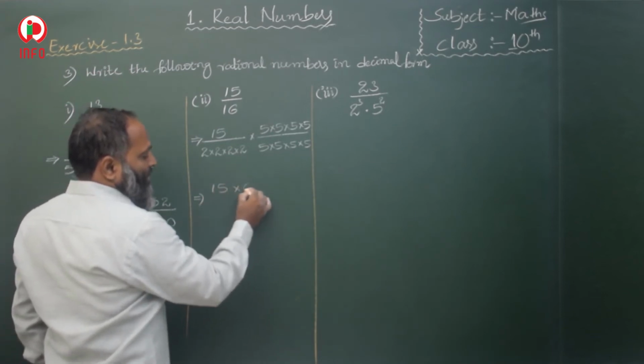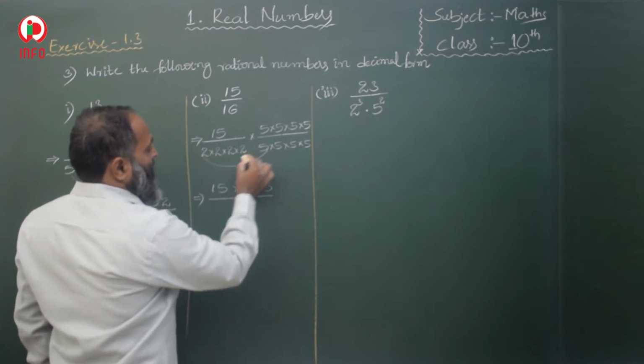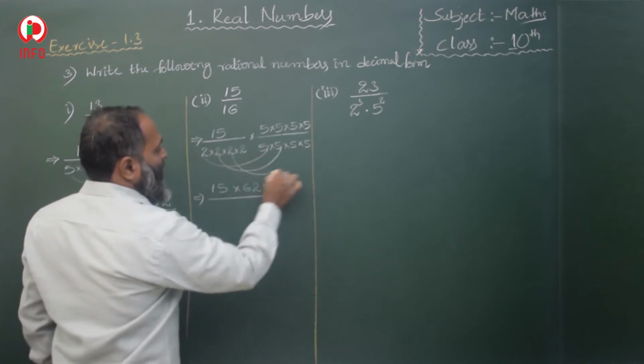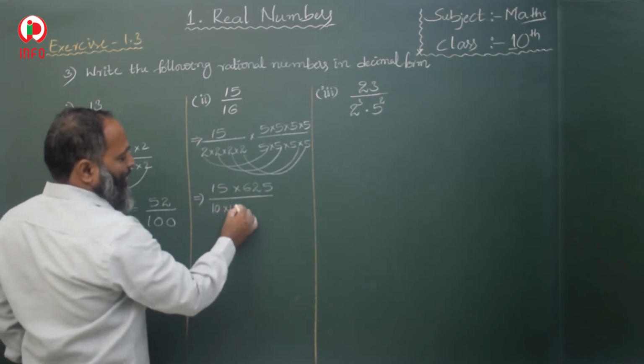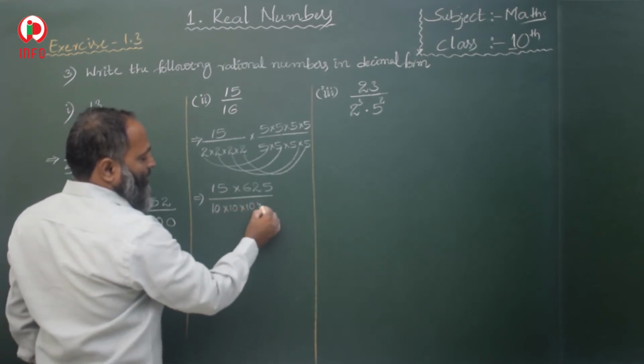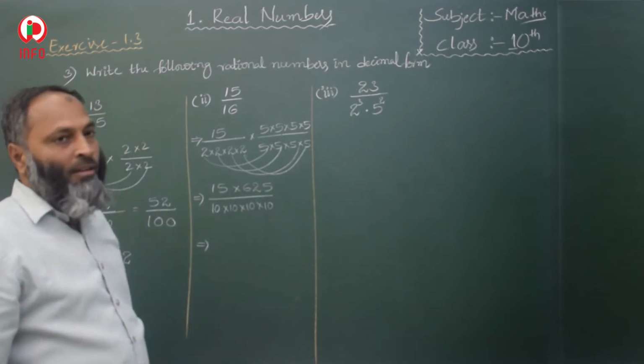15 into 625 by 5 2's are 10, 5 2's are 10, 5 2's are 10, 5 2's are 10. How many tens? 4 tens: 10 into 10 into 10 into 10. Now you multiply 625 with 15.